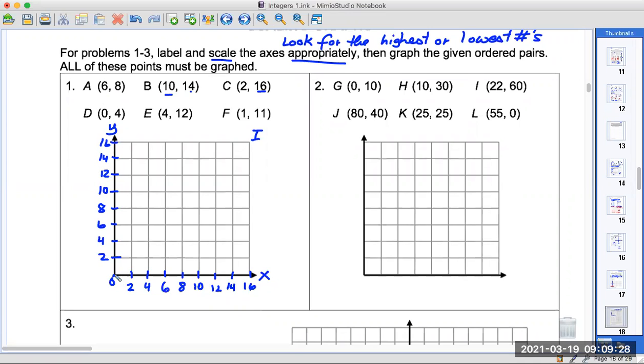Start at 0, go to the right, always left and right first, horizontally. X comes before Y. 6 and up 8. 10 and 14. 10. 2 and 16. 2. 16. 0, not at all, and then up 4. 4, 12.